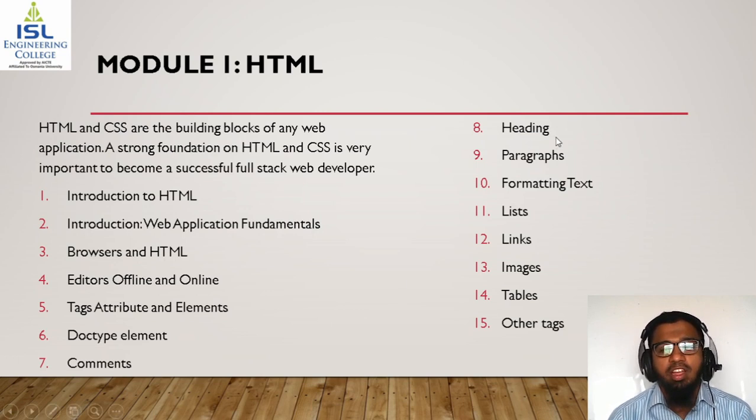Next, the headings. You will get headings in HTML. We have 6 headings: heading 1, heading 2, heading 3, heading 4, heading 5 and heading 6. Based on your requirement you can select what kind of heading you want to prefer. Next is the paragraph. When you develop a website, definitely you will have some paragraphs, like company information, about us, contact us. So you should write the paragraph in the paragraph tag.